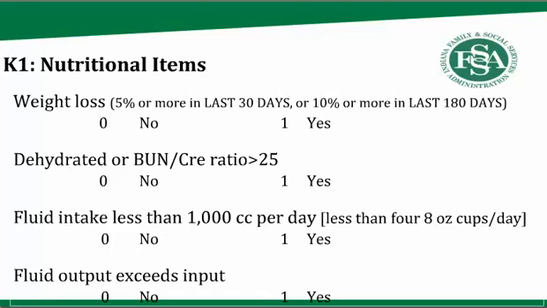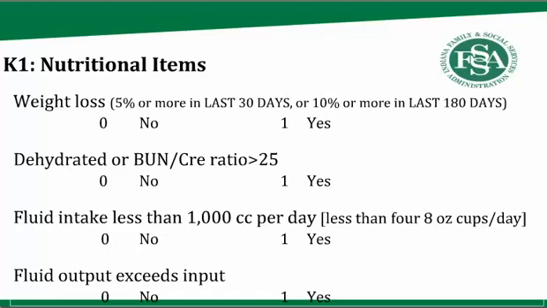Dehydrated, or BUN to creatinine ratio greater than 25. If you have that information, that's great. But if you don't, and in some cases you won't, you can use examples of dehydration such as a dry, sticky mouth, thirsty, sleepiness, tiredness, dry skin, poor fluid intake, sunken eyes. Those types of things indicate dehydration. Fluid intake is less than 1,000 cc's per day, or less than 4 8-ounce cups a day. And fluid would include water, juices, milk, soda.